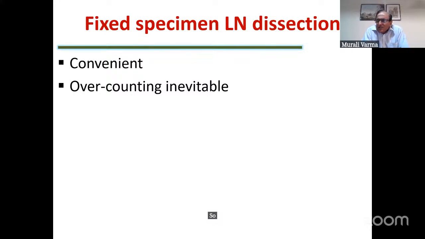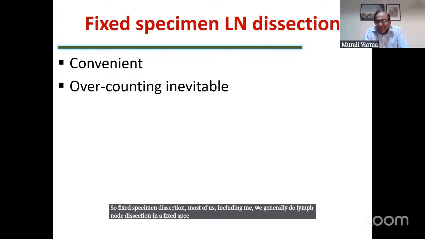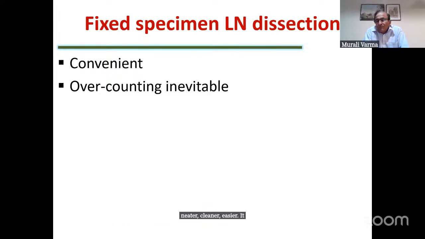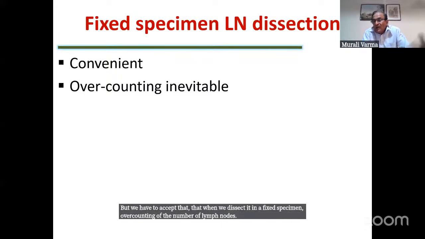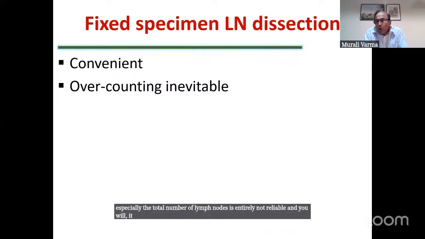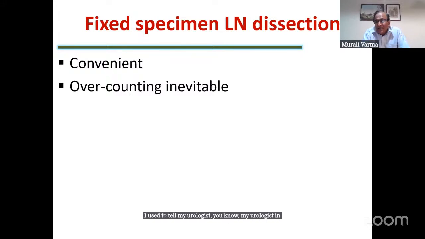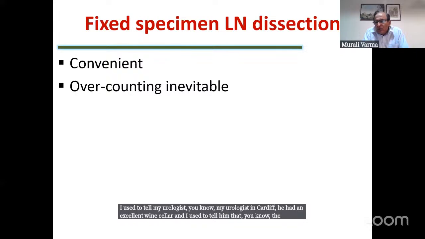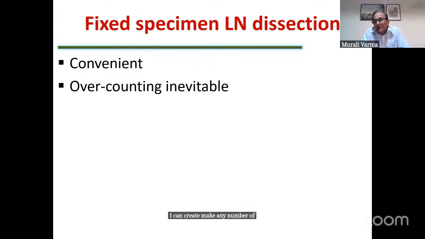Most of us, including me, generally do lymph node dissection in a fixed specimen because it is neater, cleaner, easier, and more convenient. But we have to accept that when we dissect it in a fixed specimen, the total number of lymph nodes is not reliable, and it's inevitable that you will overcount the number of lymph nodes. I used to tell my urologist in Cardiff, who had an excellent wine cellar, that the number of lymph nodes that I would report would be directly related to the quality of the wine that he provided me for Christmas. I can make any number of lymph nodes simply by the way I interpret the lymph nodes.